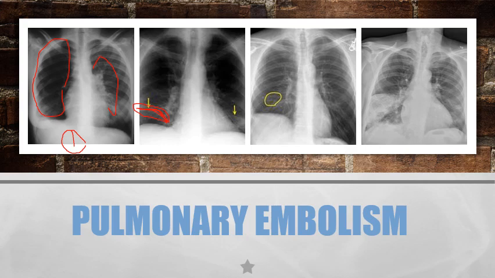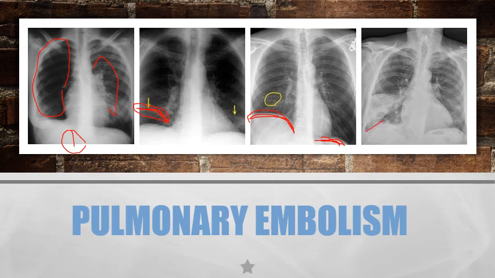You may see another pathology, called elevation of one copula. This is the copula of the diaphragm. It's elevated. The right copula is elevated more than 2 spaces in comparison with the left. It's another sign of pulmonary embolism.